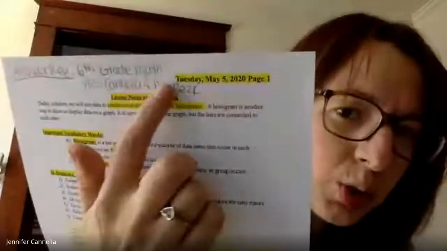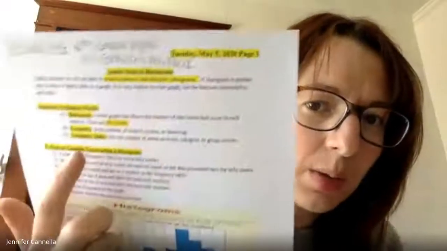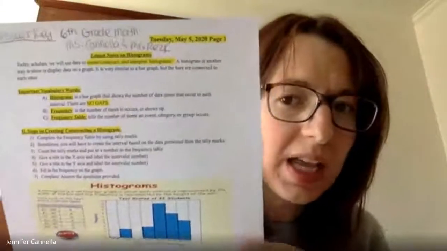I just want to show you what we're working on very quickly, then we're going to get to work. Today is Tuesday, May 5th of 2020, and we're going to review how to create and construct histograms. So real quick, a histogram is a bar graph that shows the number of data items that occur in each interval. There are no gaps.